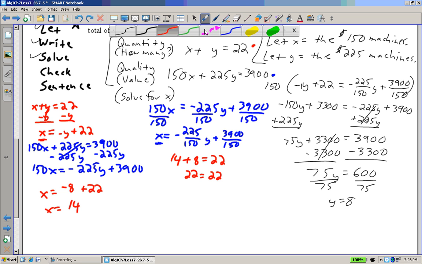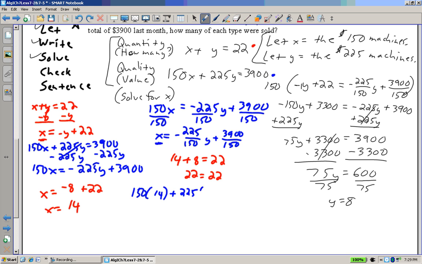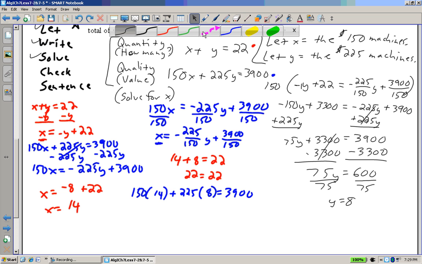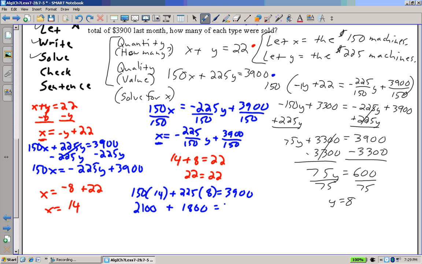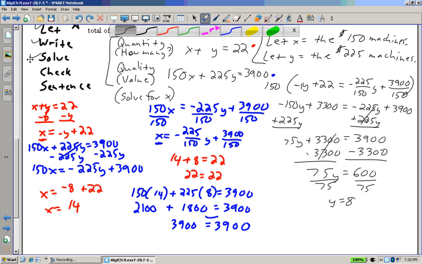And in blue, let's try that one more time. 150 times 14 plus 225 times 8 equals 3,900. We got 2,100 plus 1,800 equals 3,900, and that does work out. So it's a good thing that we went back and checked. So let, write, solve, check.